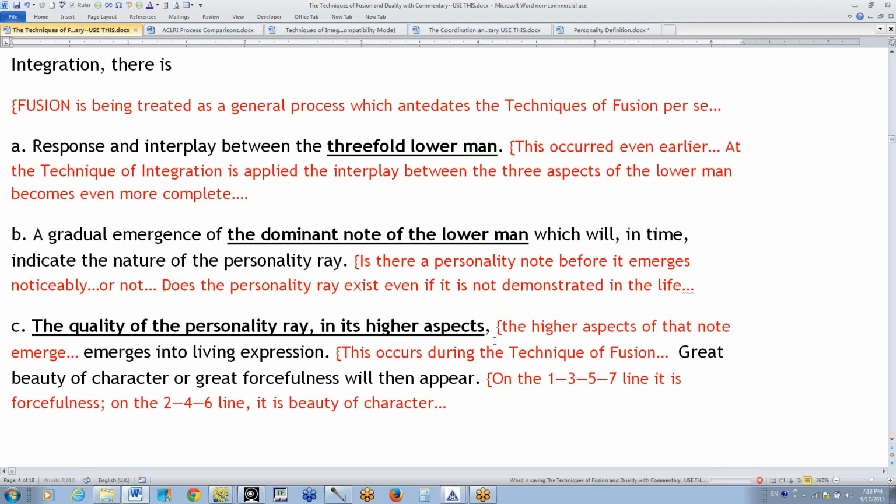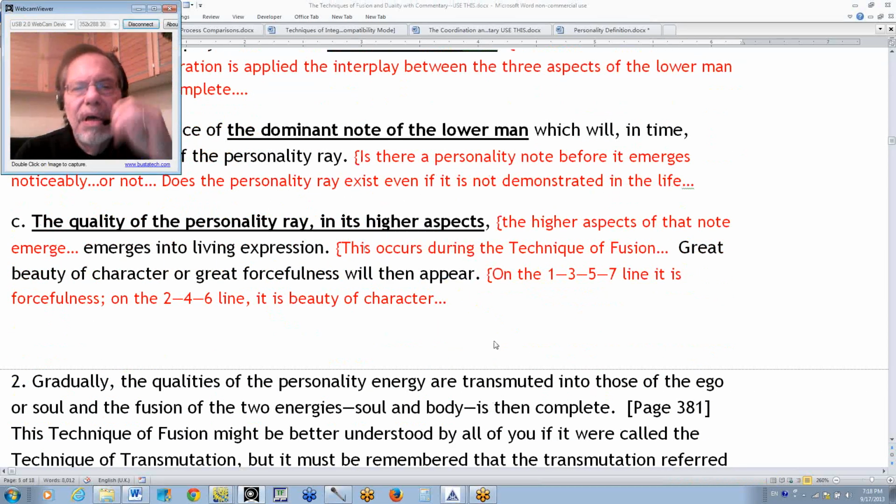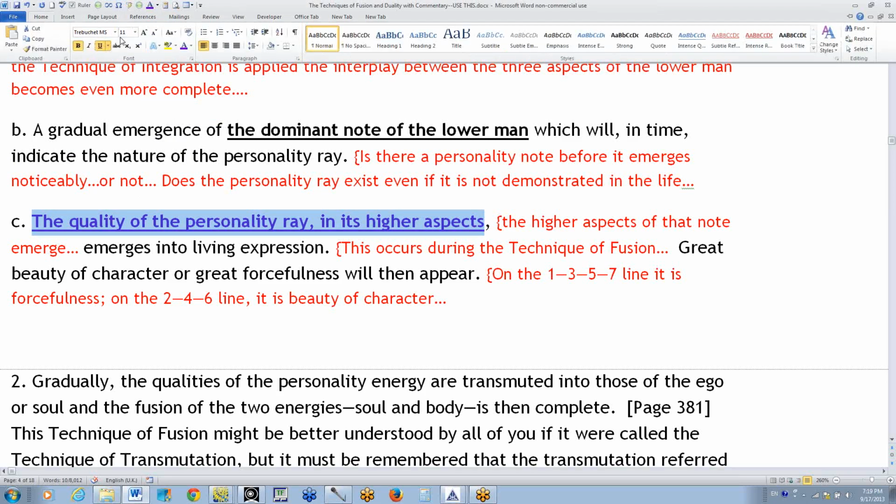And you would want to stop yourself and say, well, when, in my process, do the higher aspects of my emergent note, my personality ray, emerge? You can probably identify those moments of the habitual expression of a lower aspect, and then the infrequent but increasingly frequent emergence of the higher aspects of the personality ray. And with the soul fusion and soul guidance, more and more the higher aspects will emerge.